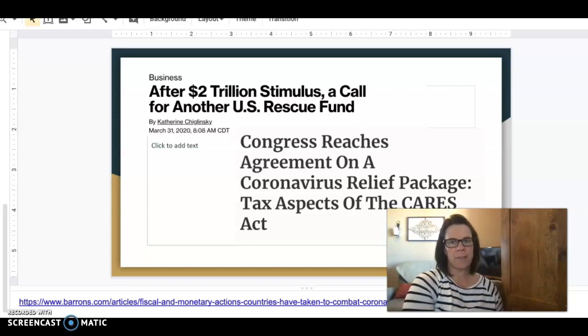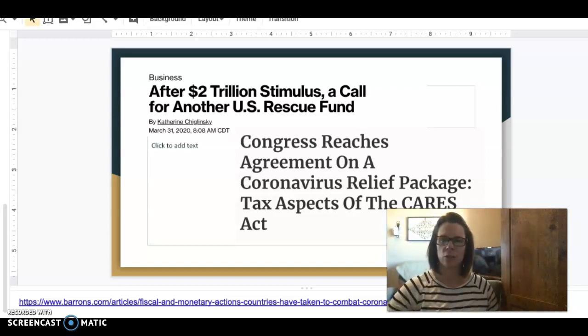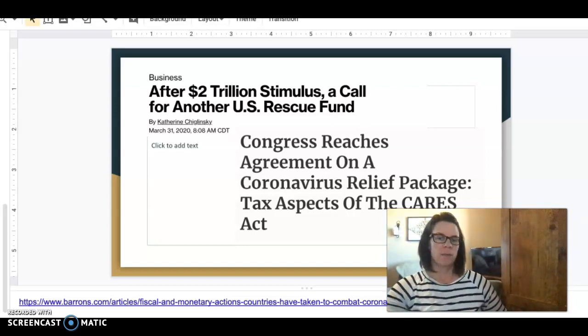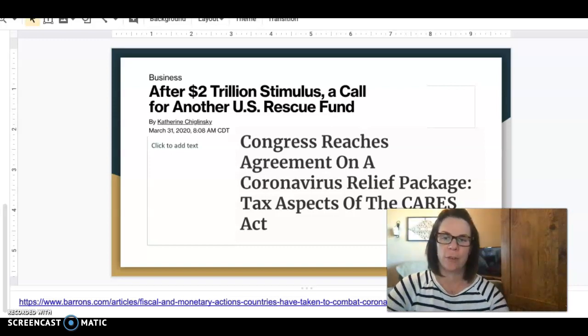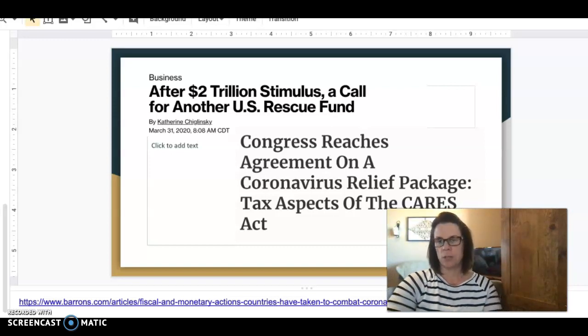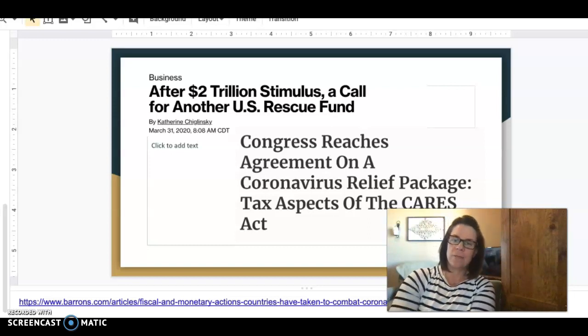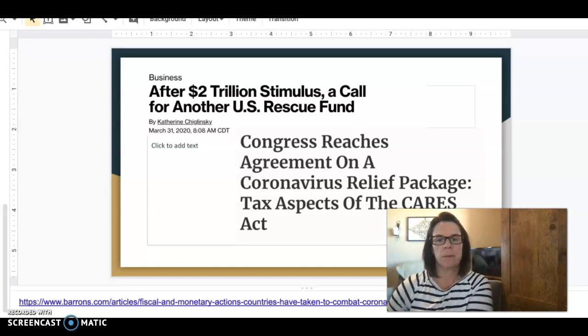For small businesses, they've included about $350 billion to lend out in very cheap loans. A cheap loan means low interest rates. They're hoping too that those loans will then be forgiven, and those loans can be used to pay employees who aren't working right now. It also has $500 billion to help big corporations or industries. That's where you see help going to the airline industry.